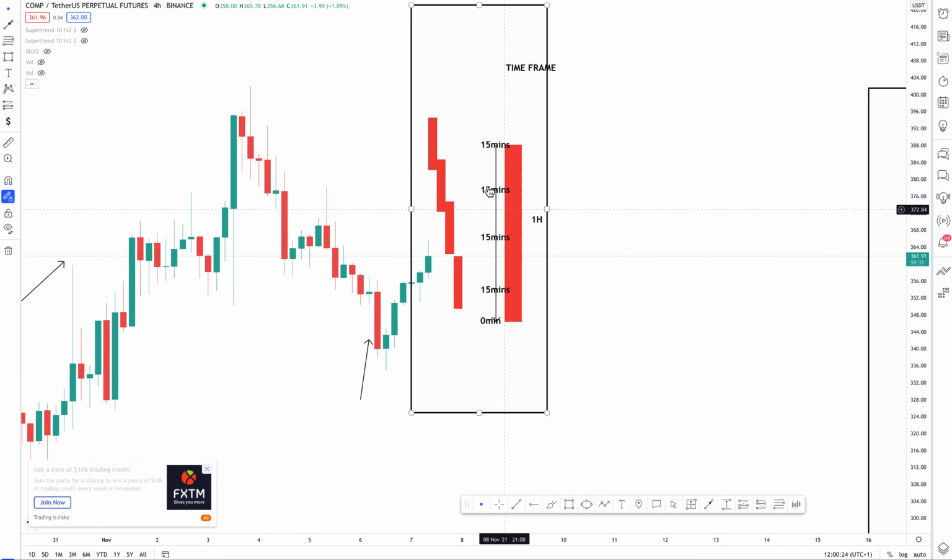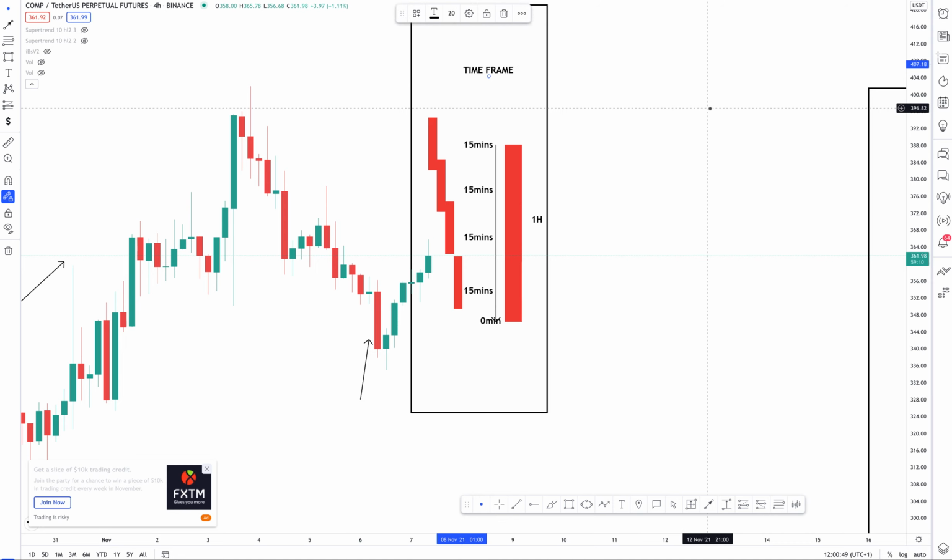Like I said, in a 1 hour chart, if you do a 15 minutes chart, it means 4 candles of your 15 minutes chart will represent that 1 hour candle. The importance of using a higher time frame is that it helps you to zoom out and see much more data than using a lower time frame.